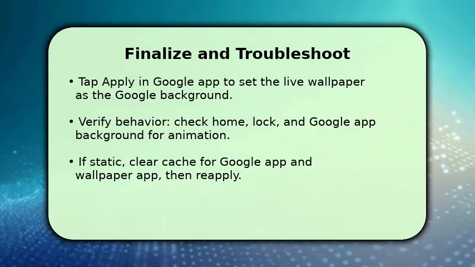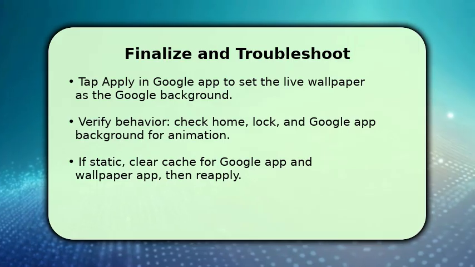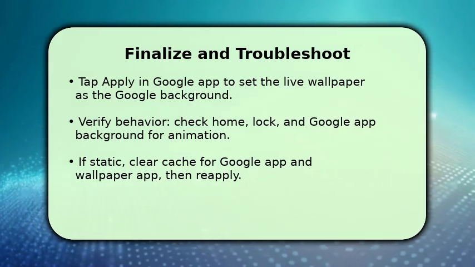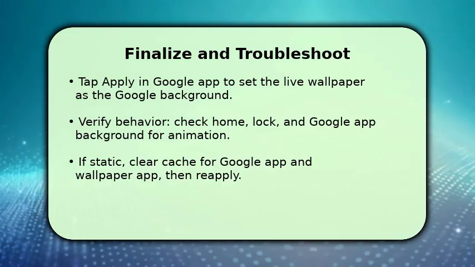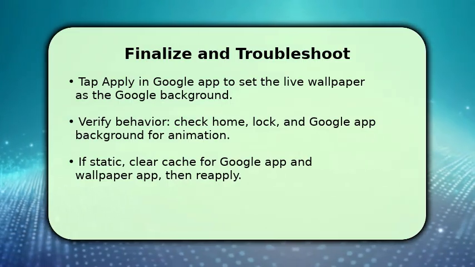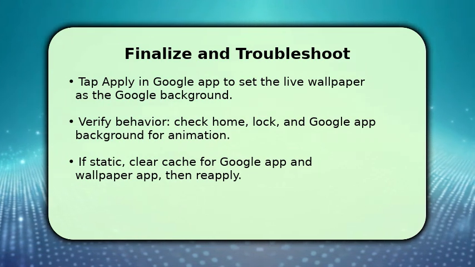If the background is static, make sure battery saver and animation reducing settings are off. Clear cache for both the Google app and the Wallpaper app, reboot and reapply. If problems persist, return to the Wallpaper app and re-export at a lower resolution for compatibility, and repeat the steps.